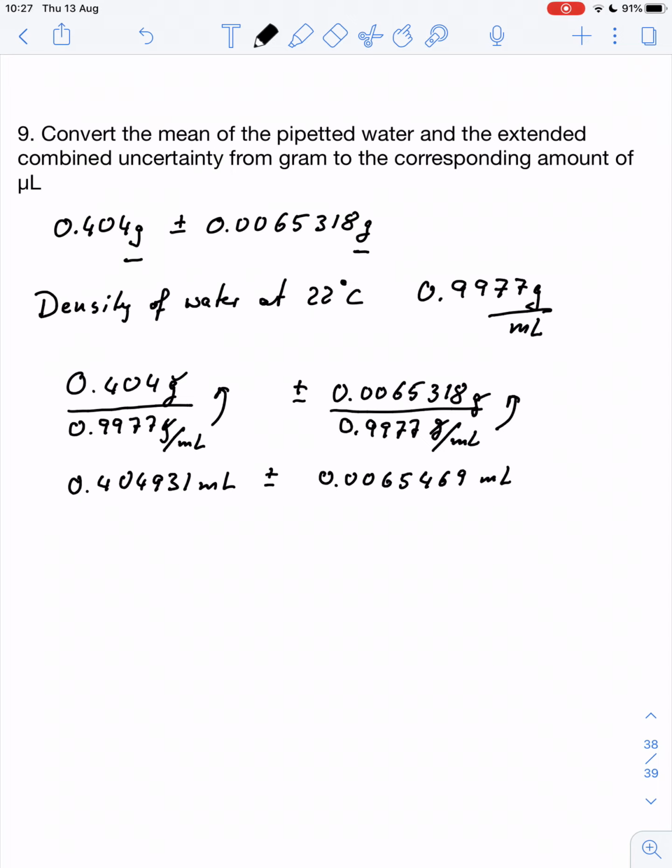And of course, because of these numbers, I can also multiply that by a factor of 1,000, because that would convert it into microliters. So this would give me here 404.931 microliter plus minus 6.5469 microliter for the extended uncertainty.